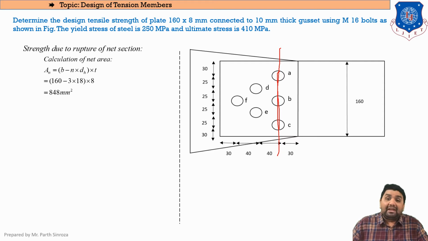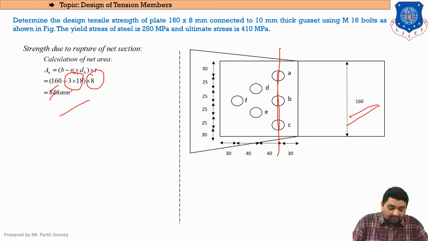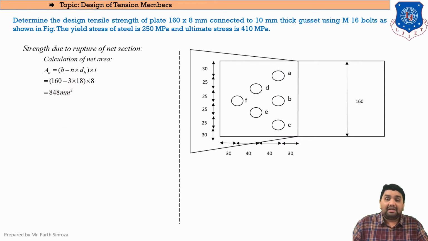Clear? So as you can see here, area is length into thickness. Thickness is given in the question to be 8 mm. We just need to find the effective length. So for effective length, the total length is to be considered. The total length is given in the question as 160. In this path, that is path ABC, how many holes are being drilled out? Total 3 holes are being drilled out in this path. So there will be a deduction of 3 holes. So minus 3 into 18 gives our net area from the first path, that is ABC. Clear? So this will be our first path.